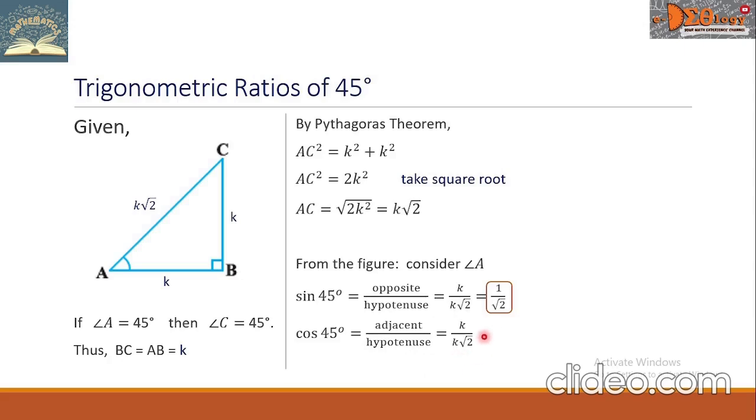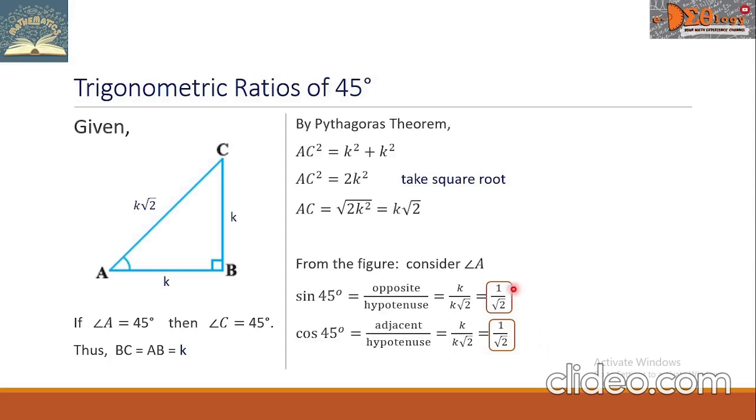We simplify further this fraction, we cancel the K, and that will be 1 over square root of 2. This is the cosine 45 degrees. Please observe that sine 45 degrees is equal to the cosine 45 degrees. Both are 1 over square root of 2.